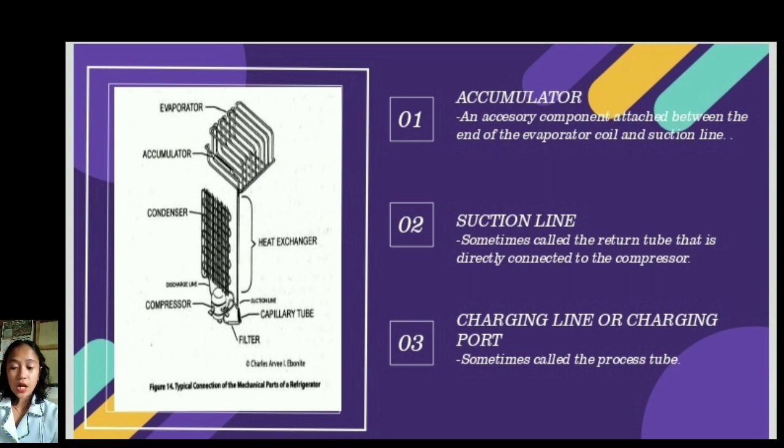Next is the suction line, sometimes called the return tube, that is directly connected to the compressor. And last is the charging line or charging port, sometimes called the process tube. So it serves as the access in charging or recharging refrigerant and oil in the system.